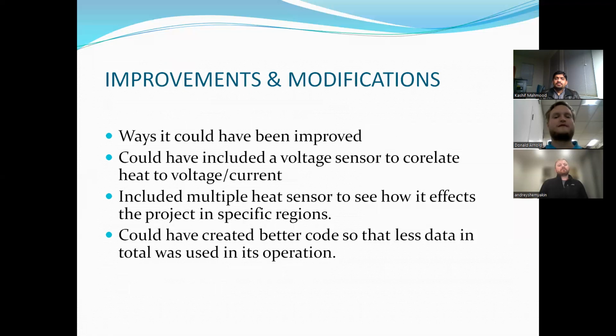There are multiple ways we could have improved the project, though we did run out of time. We could have added a voltage sensor if we had the parts for it, so we could correlate the amount of voltage to how much heat was generated in the project itself. We could have also included multiple heat sensors to see how the heat was affecting the board and how hot it was getting in certain regions of the project.